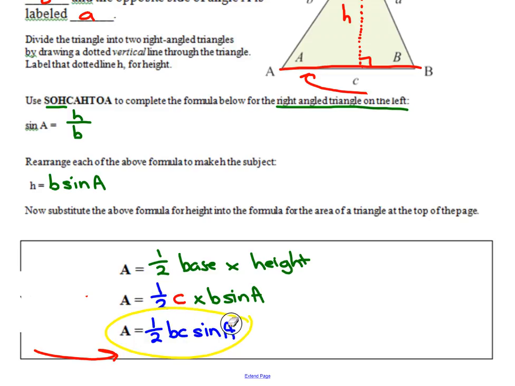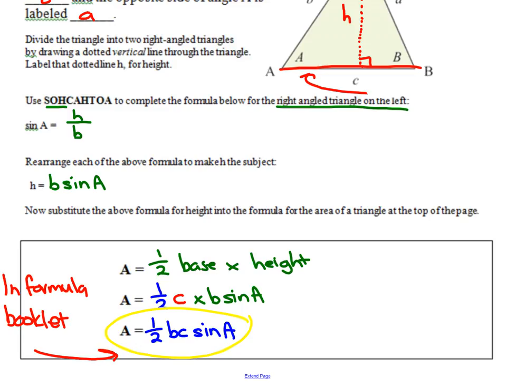And so when you simplify it all, you get half BC, because notice I just put it in alphabetical order, BC times sin of A. And this is the version that appears in your formula booklet. Like on the exam, basically, you get given this version of the formula. So it's half BC times sin of A. Okay, so now let's move on to some practical examples on the next page.